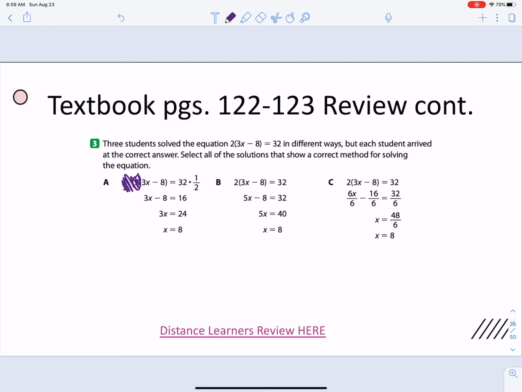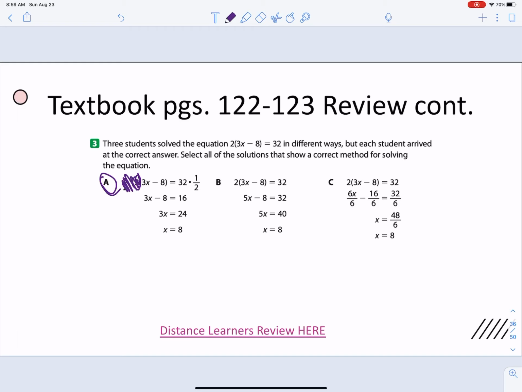They would have then added 8 to both sides and then divided both sides by 3 and come up with 8 as the solution. So the person who did A did a great job, and they did solve it correctly. So A is a correct way to do it.